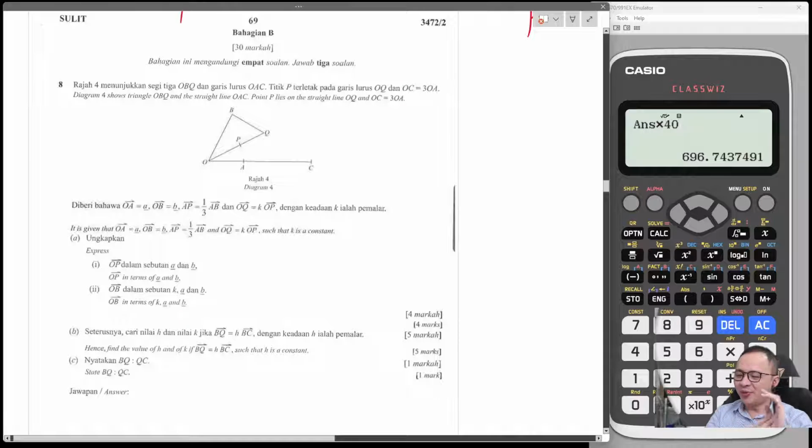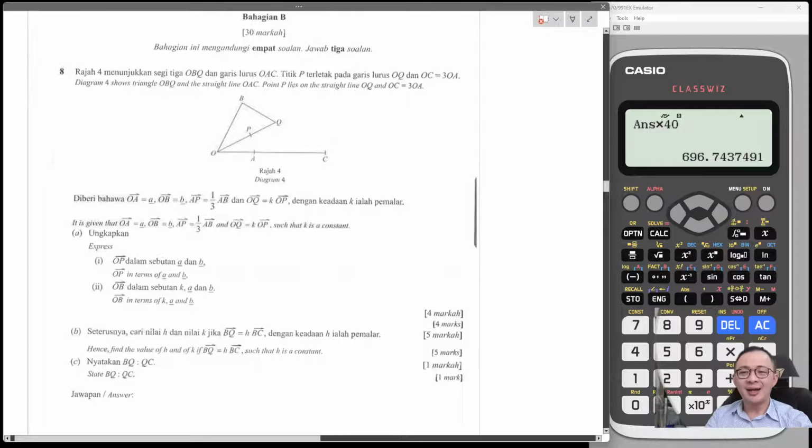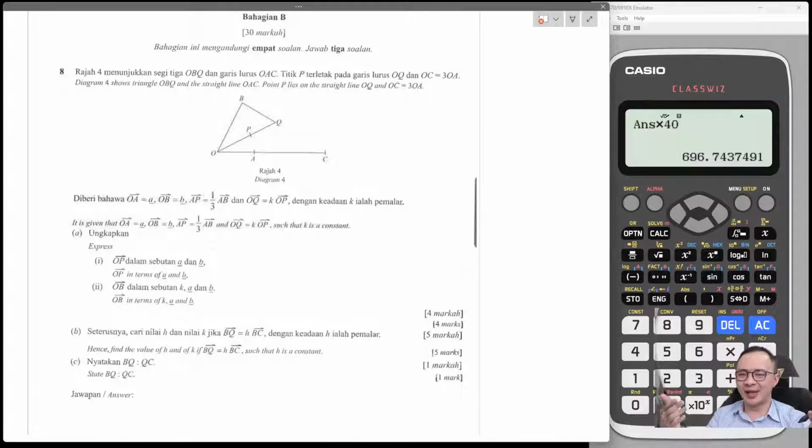Okay, so let's move on to the second question. I think this question has some printing or typing error here. Why? Because I checked the marking scheme, and there's no way they ask me to find the BQ in K1. There's no way they want to find the OB. I think they want to find the BQ, if I'm not mistaken. So for question A2, I changed it to find BQ.